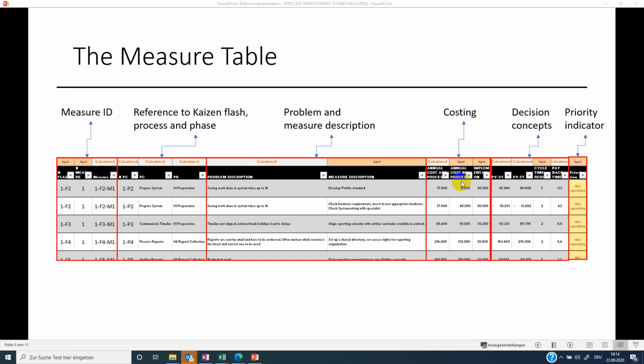In the last column, we have the priority indicator. That priority indicator is a drop-down menu that will simply indicate whether you want to implement the measure, whether you want to put it aside for a later implementation, which is the idea repository, or whether you do not want to implement it at all.